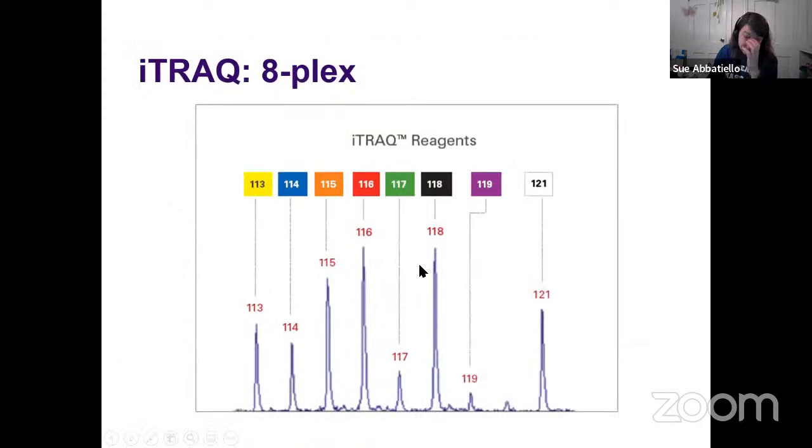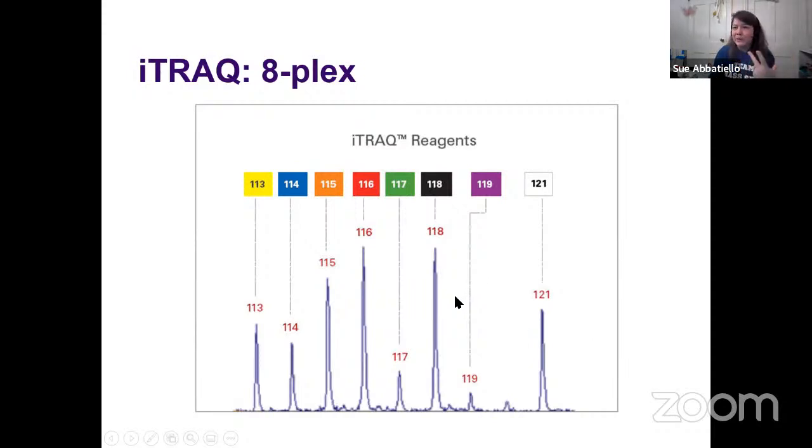Over the years, the number of samples that can be analyzed at the same time increases by modifying the tag itself, the reagent, and incorporating different isotopically labeled atoms to make the mass change different in this reporter ion region. So here, this is iTRAQ. We're looking at mass to charge of 113 up to 121. So this is an 8-plex that allows you to analyze 8 samples simultaneously in a single LC-MS run.